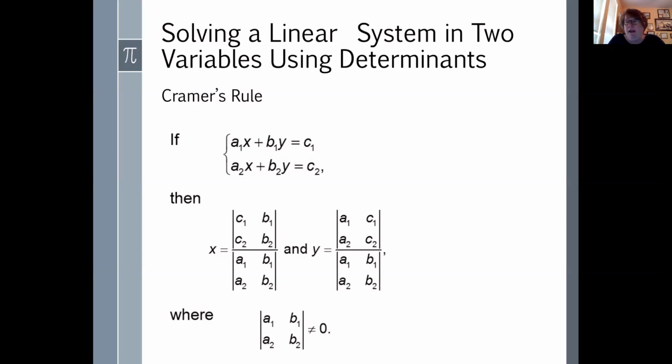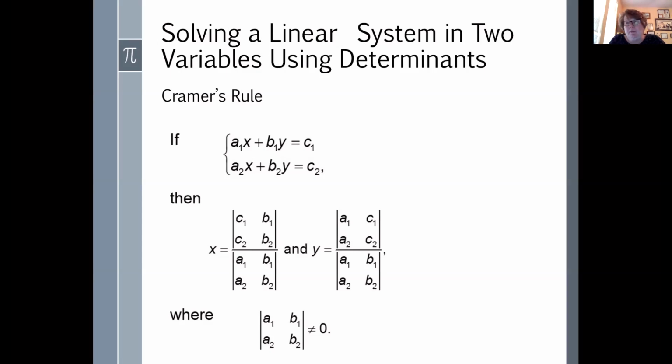Now look at y. Y is the ratio of 2 determinants also, but look at its numerator. Its numerator is A1, C1, A2, C2. The second column is formed by the constants. Now let's look at the denominators of both of these. The denominators of both of these is the determinant A1, B1, A2, B2.